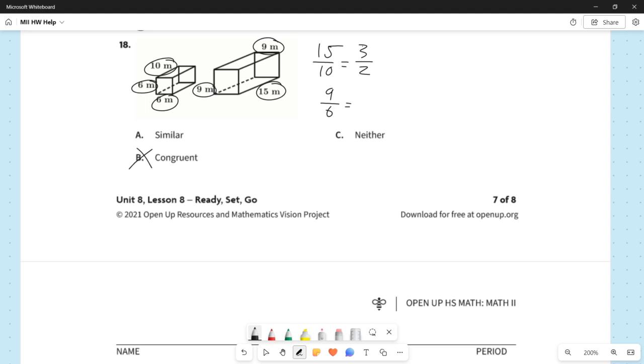If you don't have a graphing calculator, the GCF of 9 and 6 is again 3. That's not a coincidence. 9 divided by 3 is 3. 6 divided by 3 is 2. And I end up getting the same ratio. That means that they are proportional, which means our answer here is A. These two rectangular prisms are similar figures, because even though they're not the same size, the proportion or the ratio is maintained.